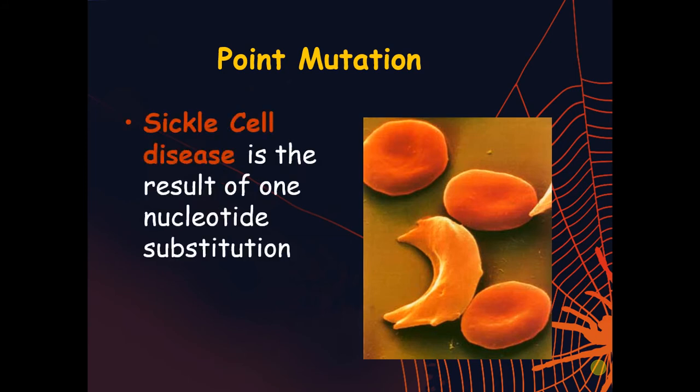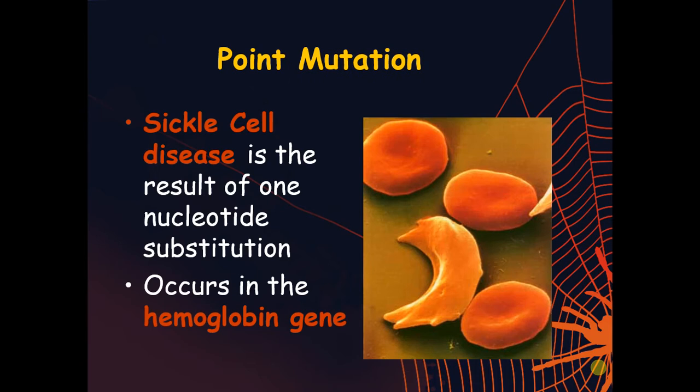A point mutation can give rise to sickle cell disease. It's the result of the substitution of one nucleotide. It occurs in a gene for beta hemoglobin, where a glutamine is replaced by a valine. The hydrophilic glutamine is replaced by a hydrophobic valine, and that's why you get this sickle shape.